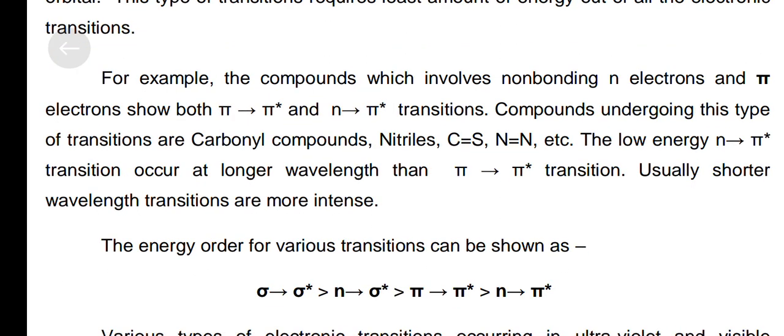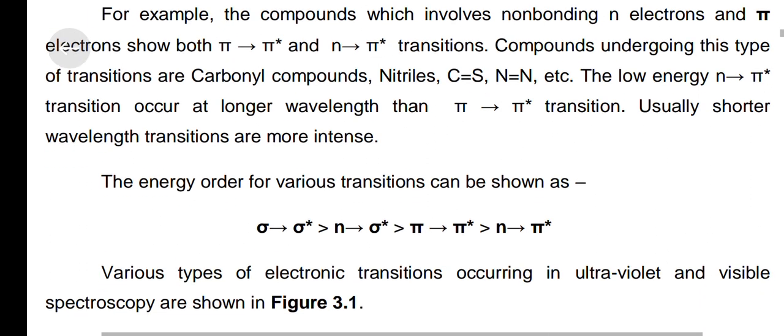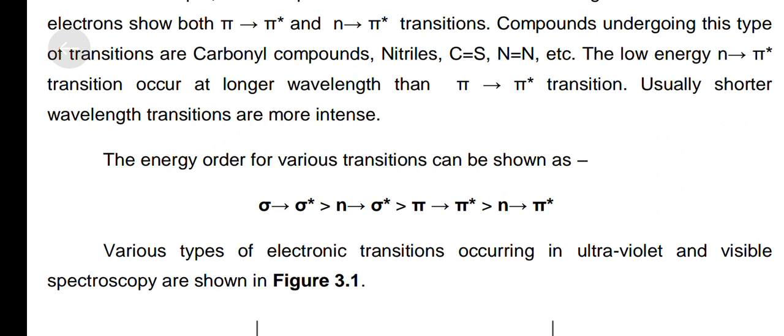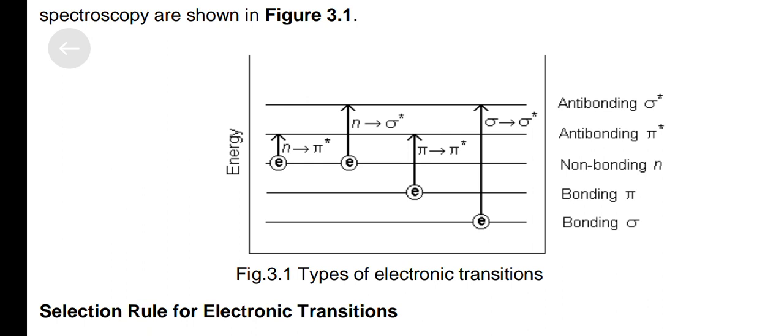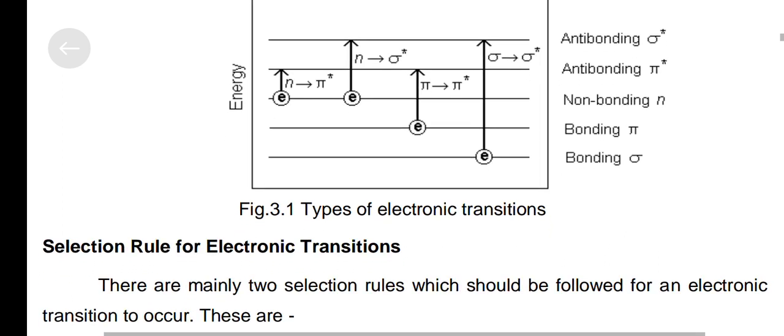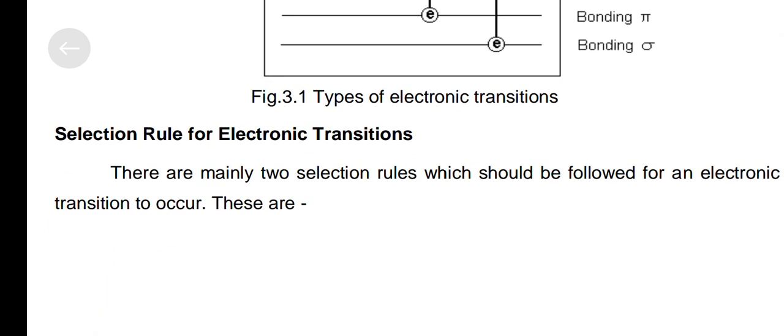The energy order for various transitions can be shown as sigma to sigma star greater than n to sigma star greater than pi to pi star greater than n to pi star. Various types of electronic transitions occurring in ultraviolet and visible spectroscopy are shown in figure 3.1. In figure 3.1, we show types of electronic transitions between bonding sigma, bonding pi, non-bonding, and antibonding pi star, antibonding sigma star. Selection rule for electronic transitions.